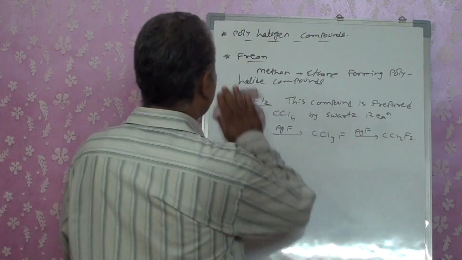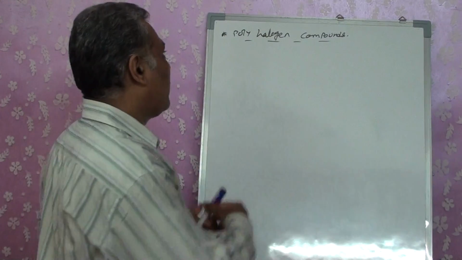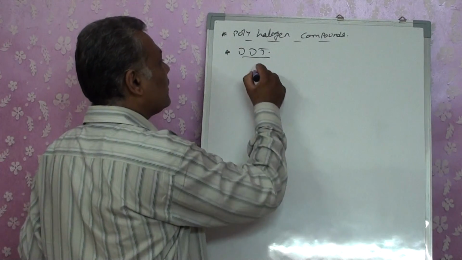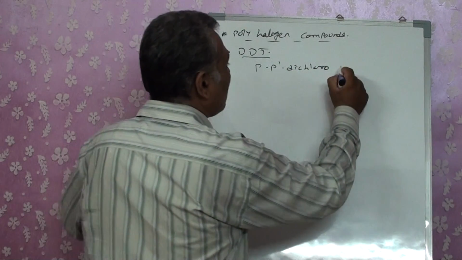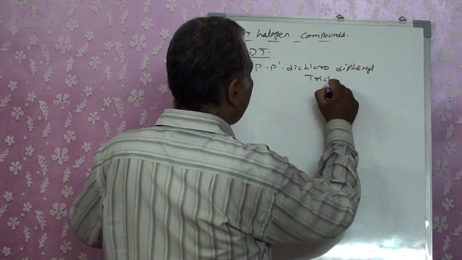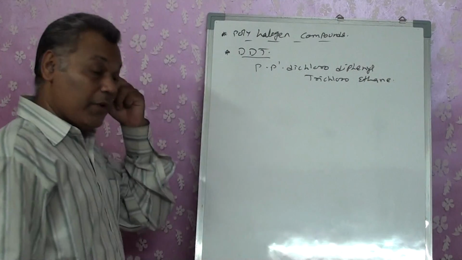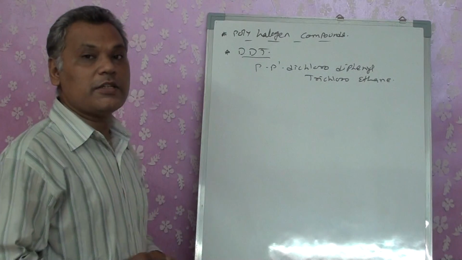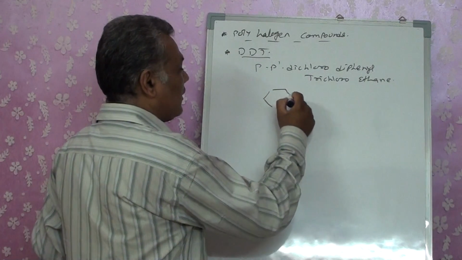The next one, which is nowadays banned throughout the world, right? That compound is DDT. The full name of this compound is p-dichlorodiphenyltrichloroethane, that is DDT. How is its structure, or why is the name given like that? Let's see first of all the structure, then we will go to the preparation.